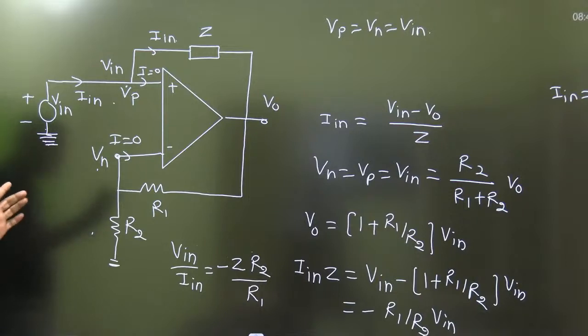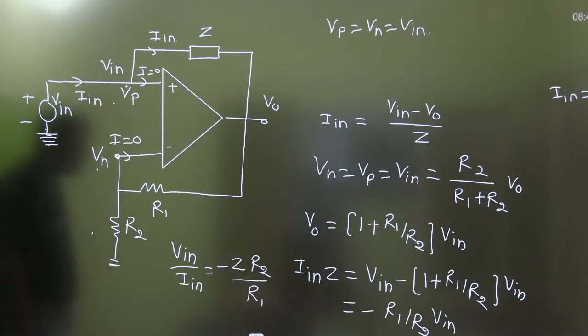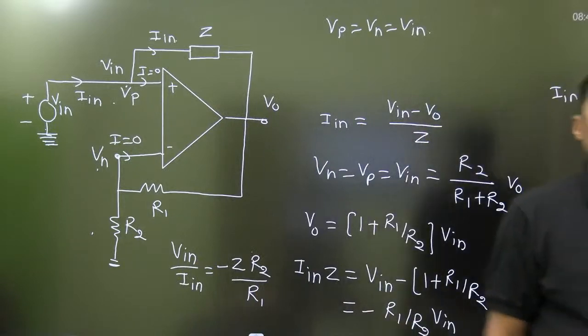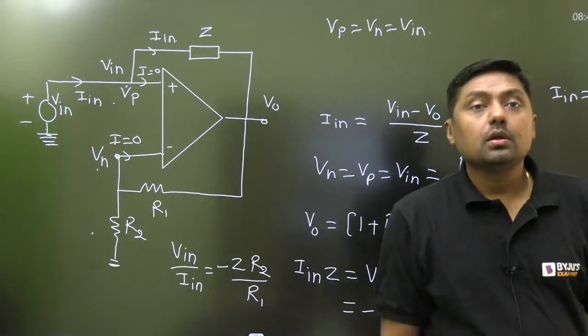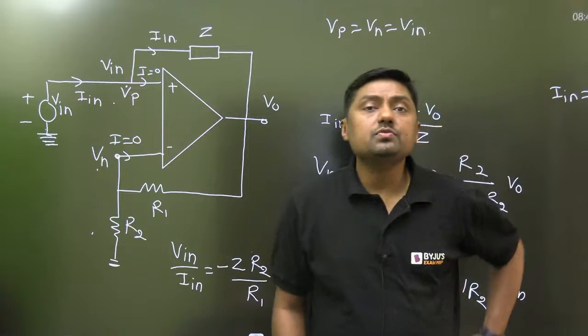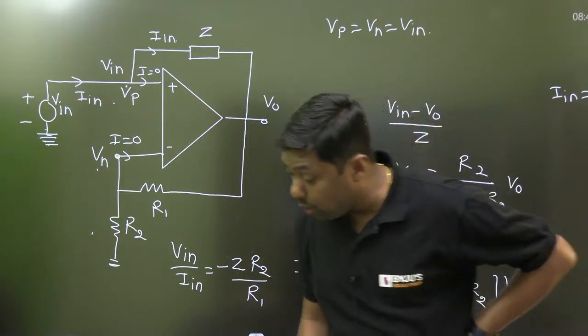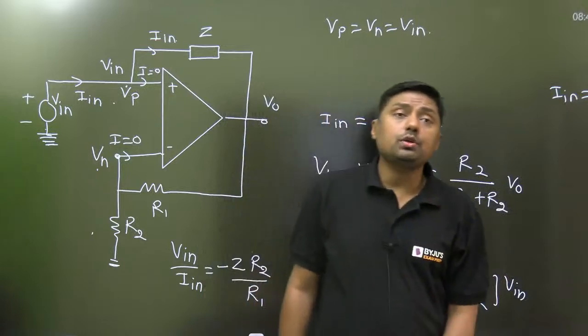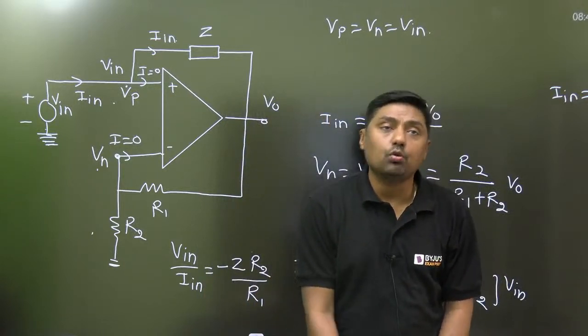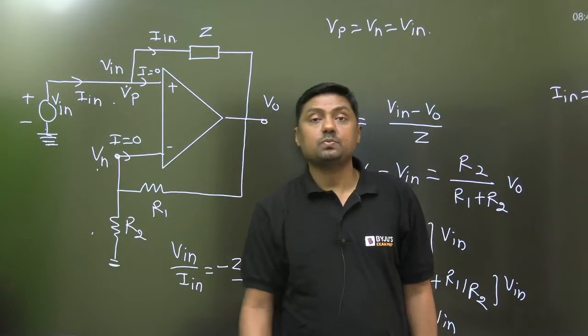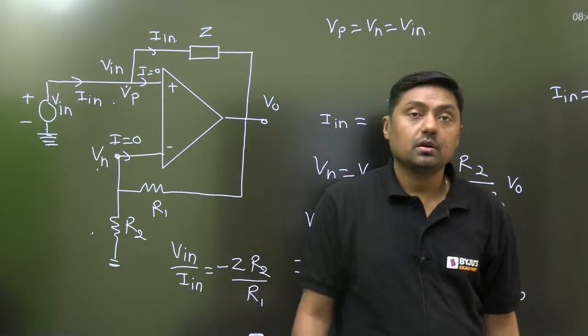When I am writing, Vin cancels and you will get the answer for this particular question. Sapna, always we check which feedback is dominant by Vn is equal to Vp. Suppose if positive and negative both feedbacks are present, then you have to check. Yes, we have to check.